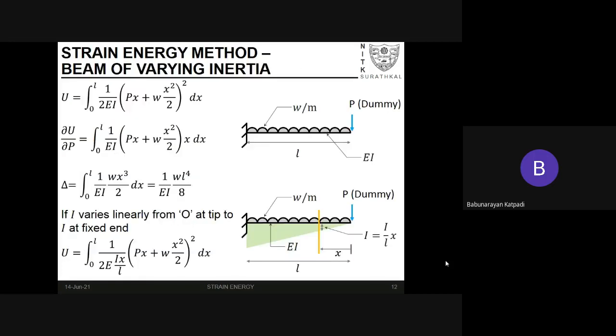Then we checked how strain energy can be utilized. We have a scheme of varying inertia, or elements of varying inertia. We try to represent the variation in inertia with equations in terms of the coordinate. Then we make a substitution for the inertia value in the equation for strain energy. We get the desired response.